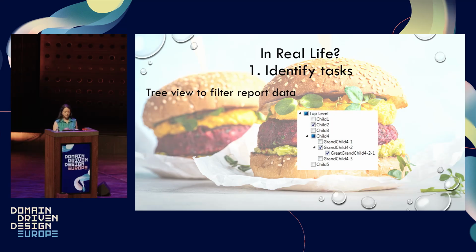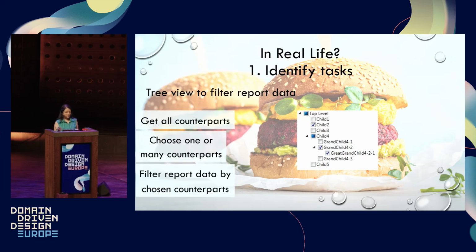In a treasury context, in a project we need to create a filter in a reporting page, and we need a tree view like this. So we check the parent, it checks the children, and when we uncheck a child, it unchecks the parent. For this feature, we need 3 tasks.